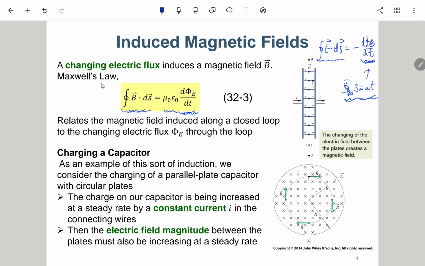So this is a quick comparison between the induced B field and the induced E field. This one is called Maxwell's law, and that one is called Faraday's law, which we learned in chapter 30. Here it says charging a capacitor. As an example of this sort of induction, we consider the charging of a parallel capacitor with circular plates. The charge on our capacitor is being increased at a steady rate by a constant current I in the connecting wires. Then the electric field magnitude between the plates must also be increasing at a steady rate.